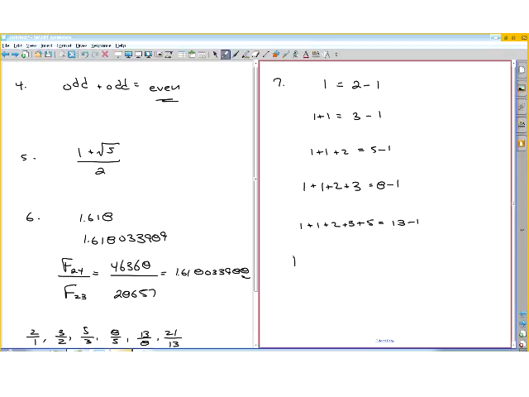So the next one, by conjecture, using inductive reasoning, is 1 plus 1 plus 2 plus 3 plus 5 plus 8 is equal to, and we skip over to the next one, which is 21 minus 1. So we get 2, 3, 5, 8, 13, 21. And let's just confirm that. We add these together: 1 plus 1 is 2, plus 2 is 4, plus 3 is 7, plus 5 is 12, plus 8 is 20. 21 minus 1 is 20. So that works.